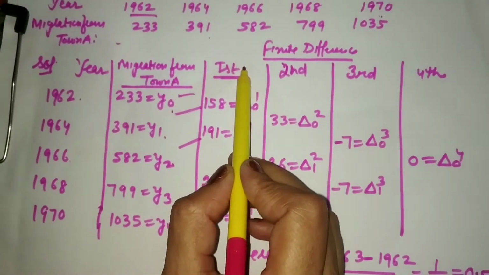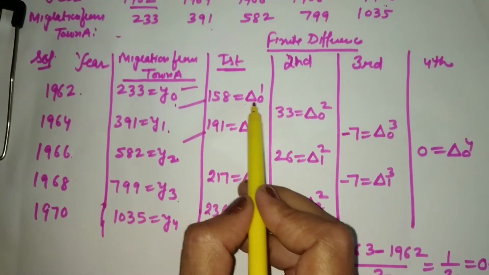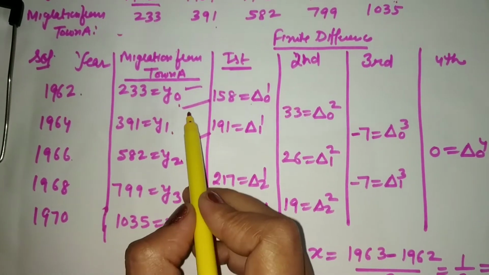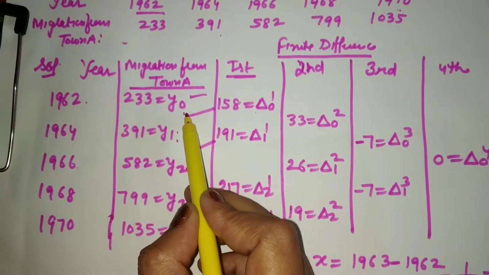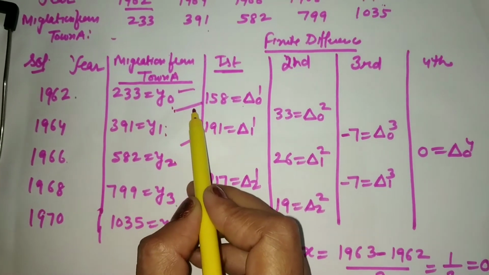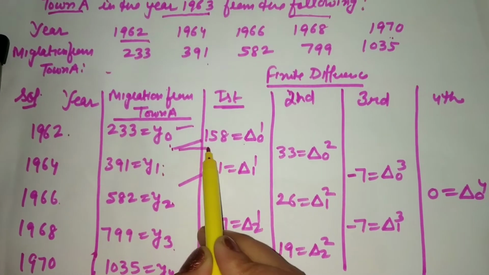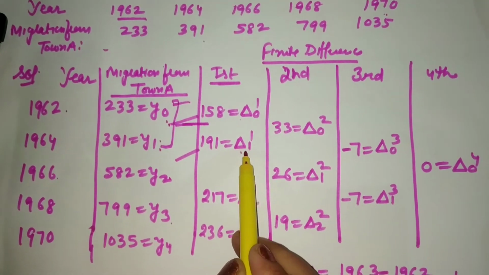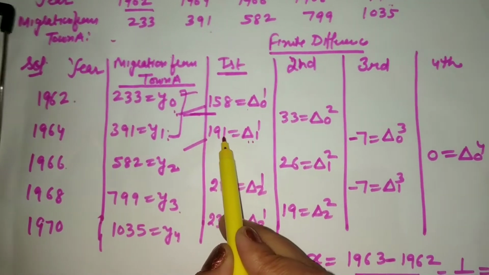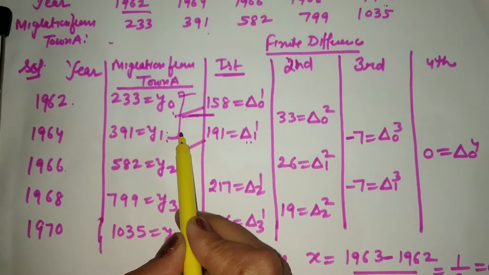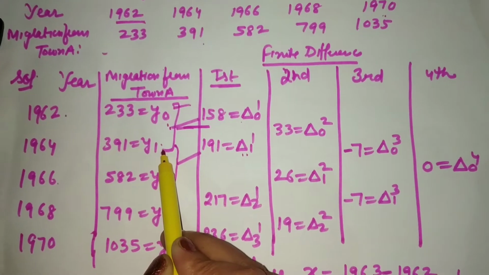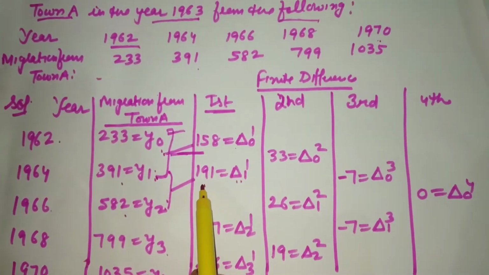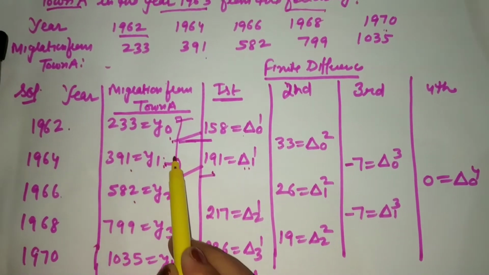The first difference: how do I calculate Δ0¹? That is the y1 minus y0 difference, which is 158. I write it in the middle of y0 and y1. Then Δ1¹ is equal to 191. It is calculated by y2 minus y1, that means 582 minus 391, that is 191. I keep it in the middle of these two values.